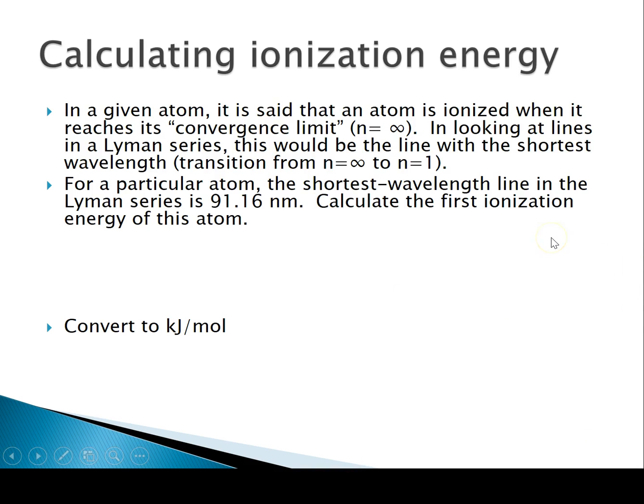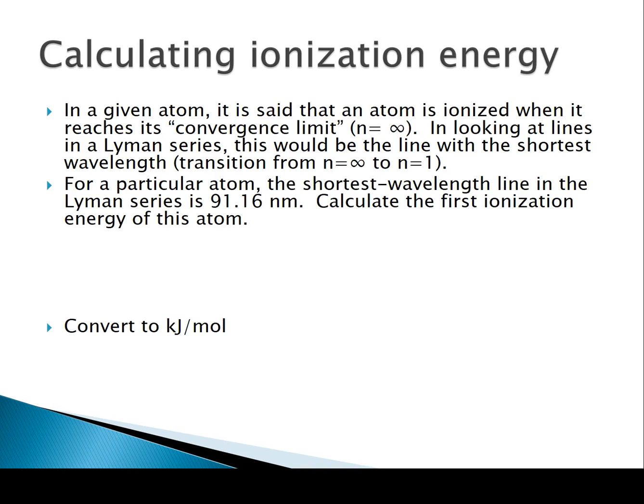Okay, so here is a problem calculating ionization energy. Now this might look a little bit different than the other energy calculations we did, but I guarantee you it's the same exact thing. So let's read this. It says in a given atom, it is said that an atom is ionized when it reaches its convergence limit, or n equals infinity. In looking at lines in a Lyman series, this would be the line with the shortest wavelength. In other words, the highest possible energy, which is n equals infinity to n equals 1.